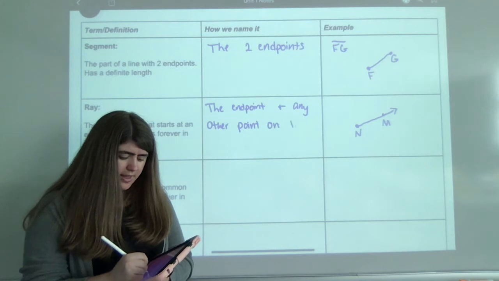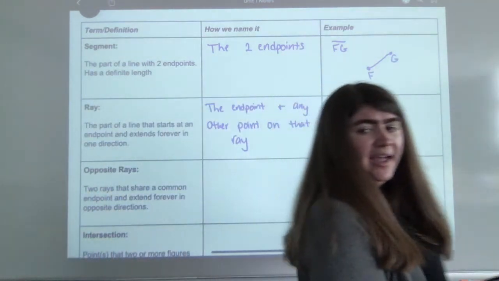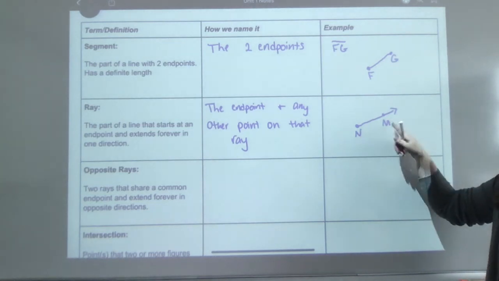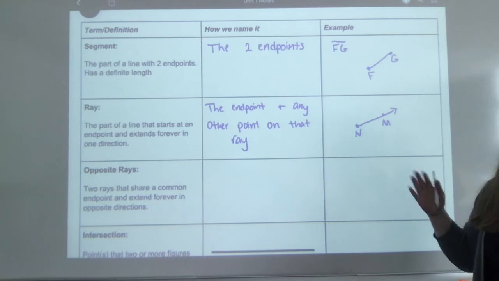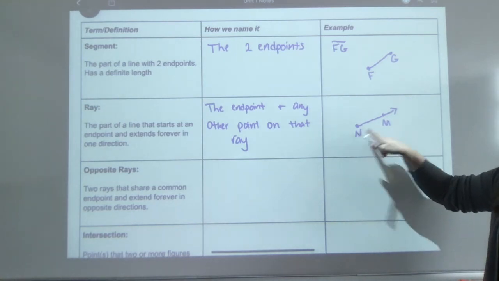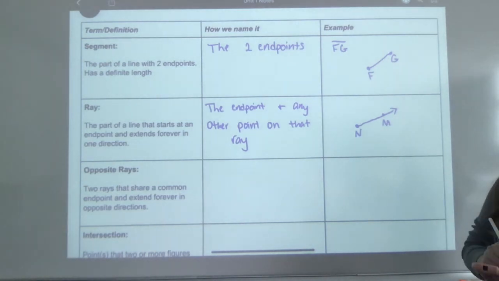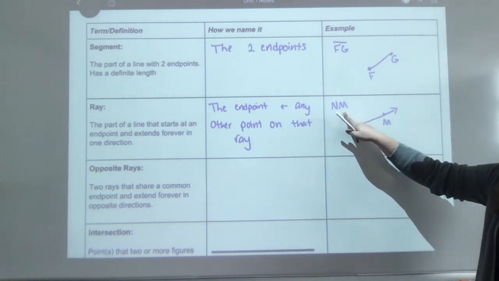on that ray. So in our example, I have the point N as the endpoint. I have to use N. And then I have this other point M that I can use. If there was another point on here, I could use whichever one I so choose to pick. But because I only have N and M, I have to use those 2 points. So I'm going to go ahead and start by writing my point names next to each other. So I have N, M.